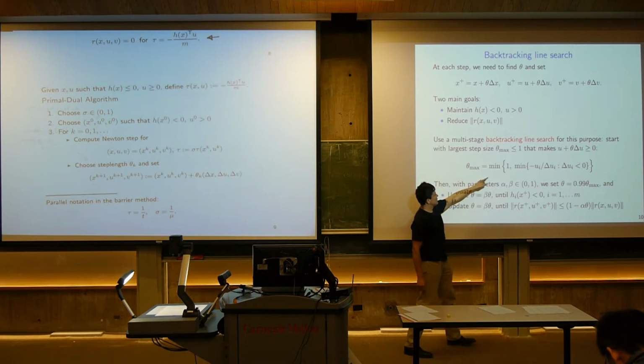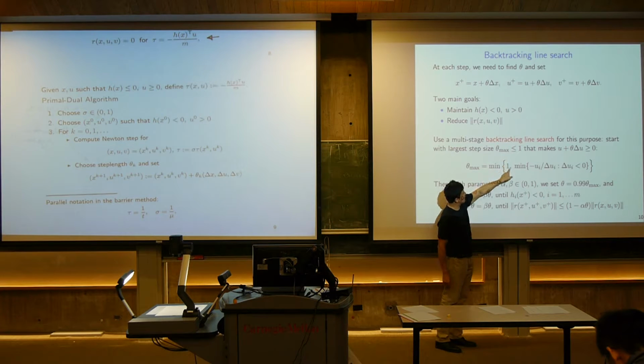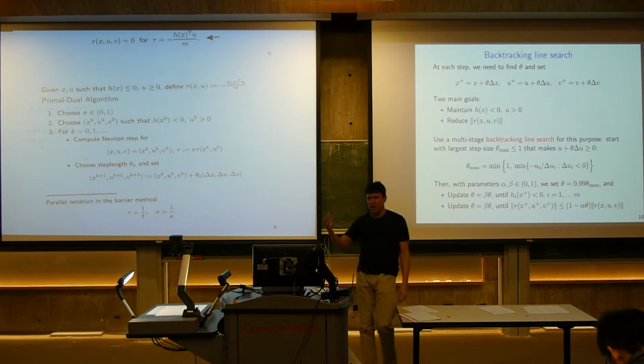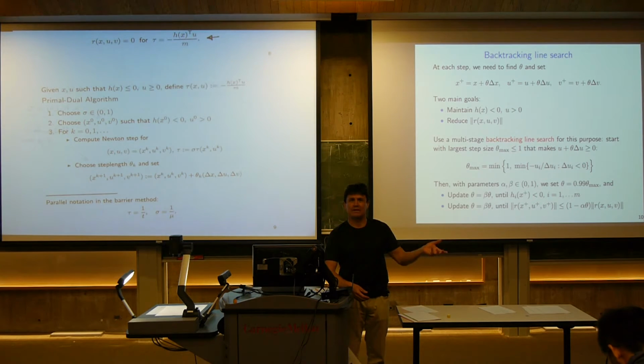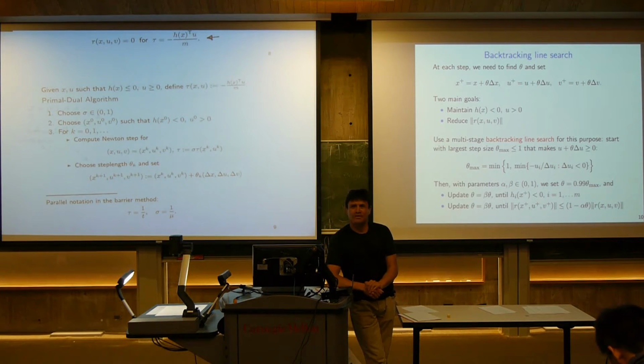So that's that. Now another pop quiz question for you to think about. Why do we want to pick 1 here? What's so special about 1? Why don't we start backtracking with 10 or 0.1? Why 1? What is so special about 1 in terms of, say, Newton's method?